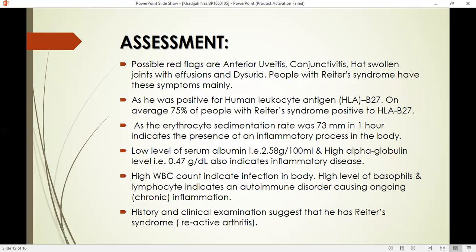Erythrocyte sedimentation rate was also high, indicating that there is an inflammatory process going on in the body. Low level of serum albumin and high alpha globulin level also indicate an inflammatory disease. High WBC count indicates infection in the body, and high levels of basophils and lymphocytes indicate an autoimmune disorder causing ongoing chronic inflammation. So the above history and clinical examination suggest that he has Reiter syndrome, that is basically reactive arthritis.